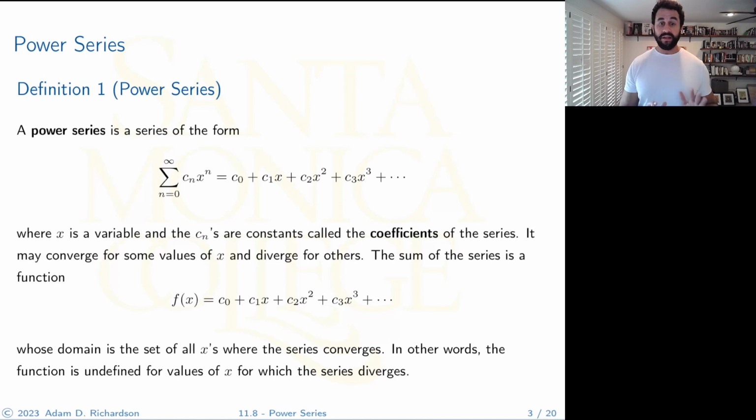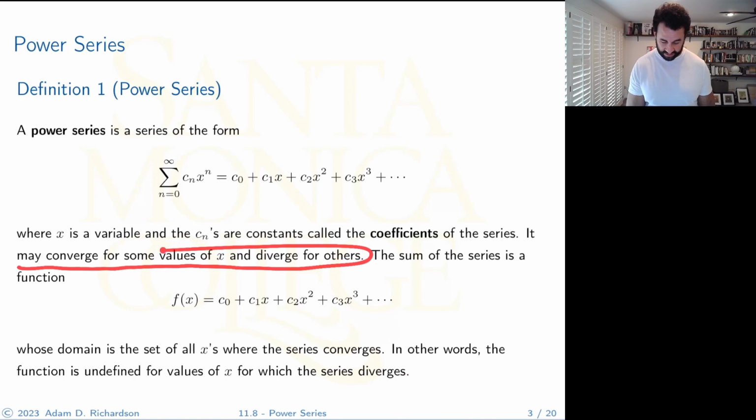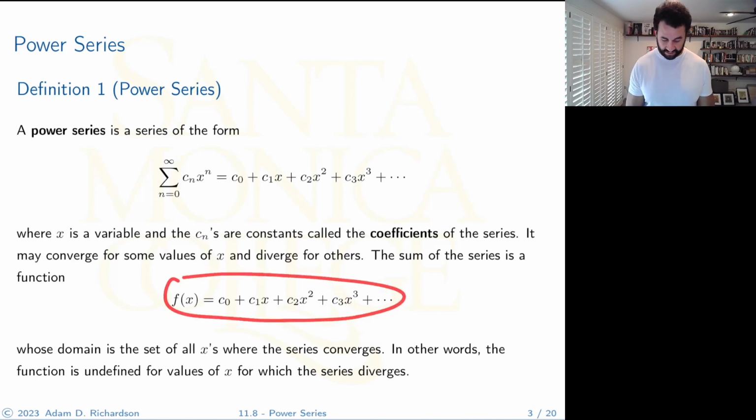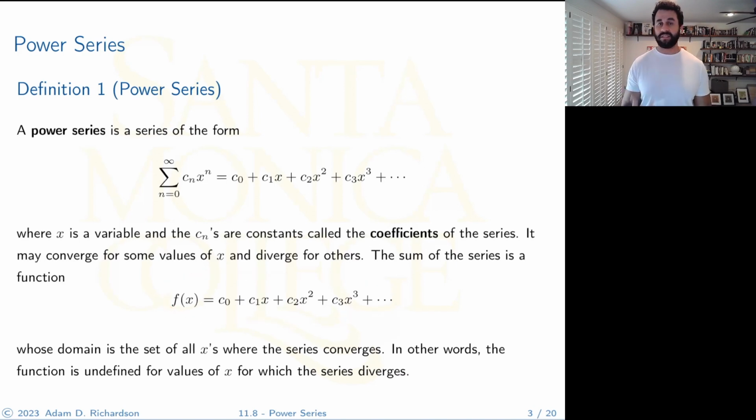Now here's the cool part. This series, this power series, it may converge for some values of x and diverge for other values of x. So the convergence and the divergence of this series depends on x. And here's what's even cooler about this. If it does converge, then the sum of the series is a function. It's a function of x that we can write as the actual sum of the series. So as long as the series converges, it defines a function. And we can define the series as that function, which is pretty amazing.